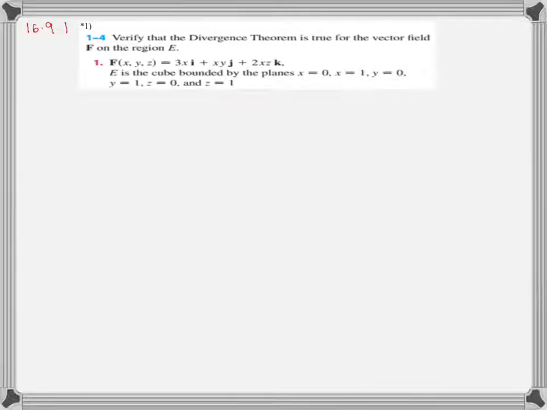Hi, in this video, I will be showing you problem number 1 of chapter 16, section 9. Verify that the divergence theorem is true for the vector field F on the region E, where the vector field F of x, y, z equals 3x i plus xy j plus 2xz k. E is the cube bounded by the planes x equals 0, x equals 1, y equals 0, y equals 1, and z equals 0 and z equals 1.